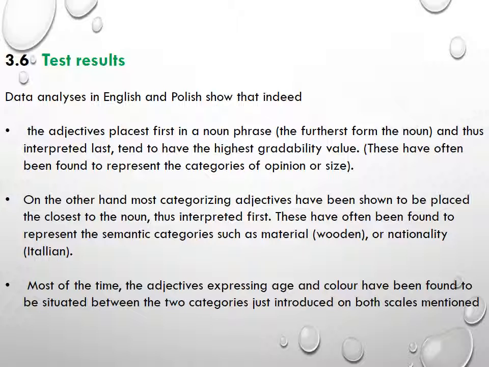These turned out often to represent the semantic categories such as material, wooden, or nationality. The adjectives expressing age and color have been found to be situated in between the two categories just introduced on both scales mentioned. Similar results, though expressed qualitatively, have been reported in relation to Vietnamese, Chinese, Hungarian, and German. Why don't you check the order of adjectives in other languages you speak, or carry out quantitative investigations in the languages just mentioned?